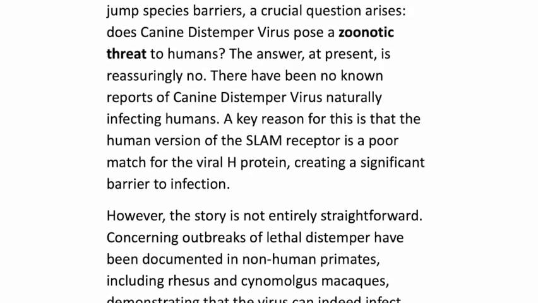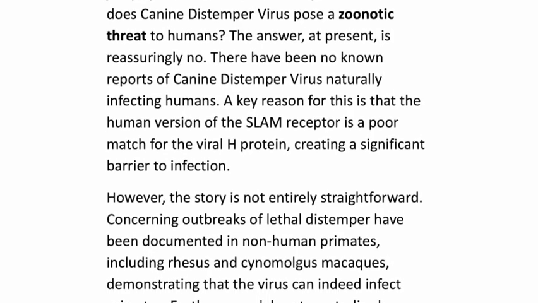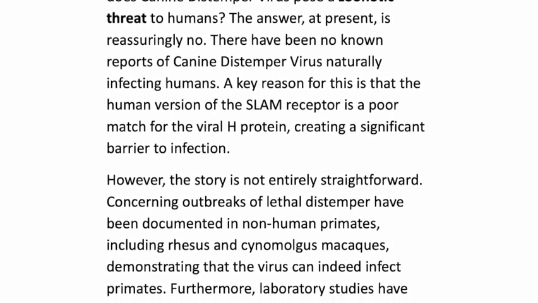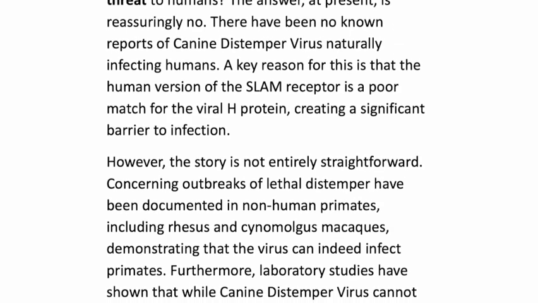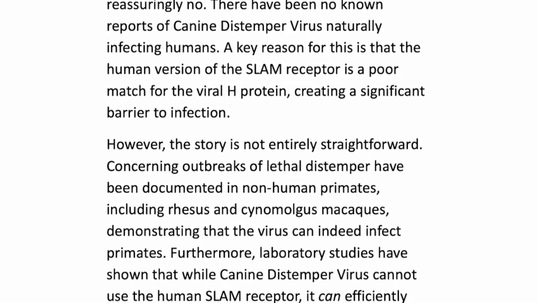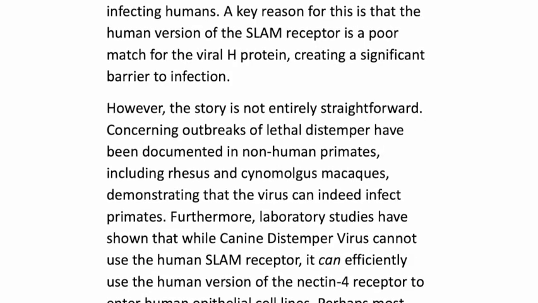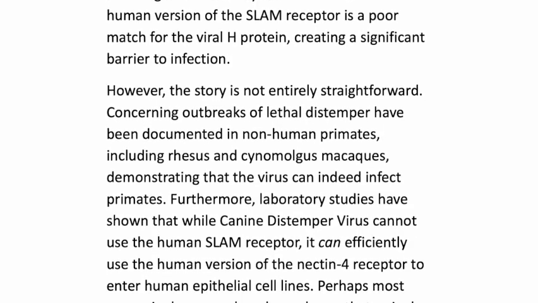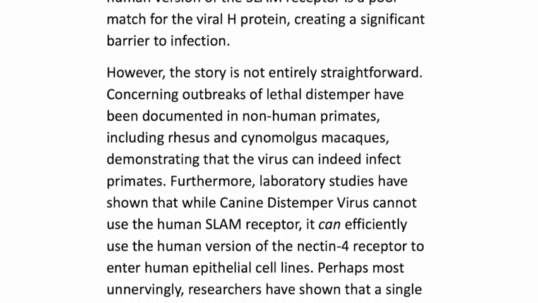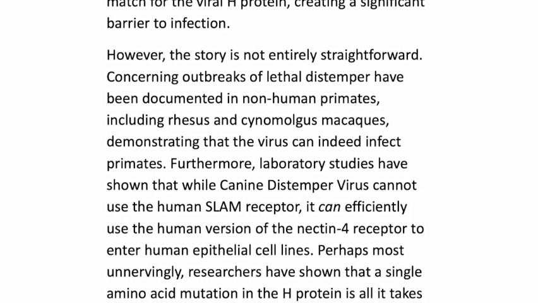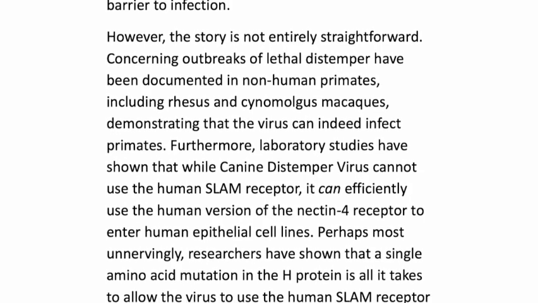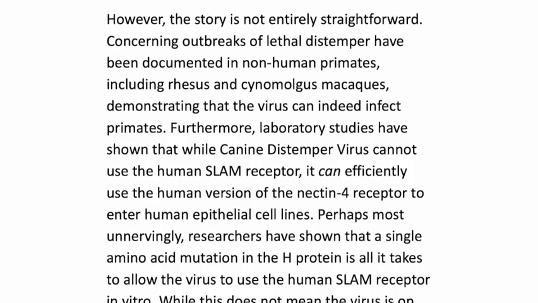However, the story is not entirely straightforward. Concerning outbreaks of lethal distemper have been documented in non-human primates, including rhesus and cynomolgus macaques, demonstrating that the virus can indeed infect primates. Furthermore, laboratory studies have shown that while canine distemper virus cannot use the human SLAM receptor, it can efficiently use the human version of the Nectin-4 receptor to enter human epithelial cell lines.